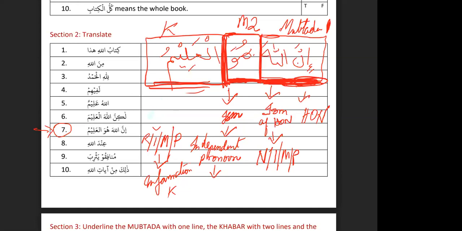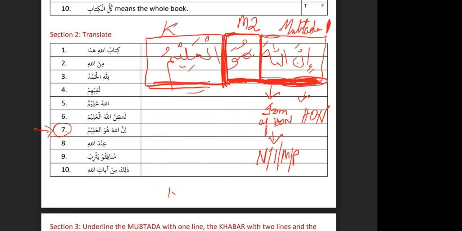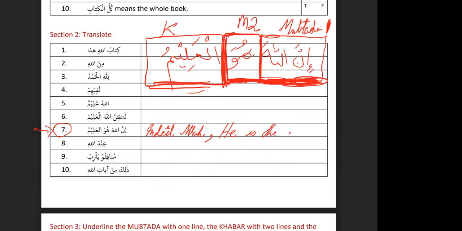I think we didn't translate lakin Allah al-alima. We just did the analysis, but we have to translate. Let's do this, then we'll translate it. It's number 6 again. Okay, inna Allah. How will we translate inna Allah? Indeed, Allah, He is the all-knowing. He is the all-knowing or all-knowledgeable.